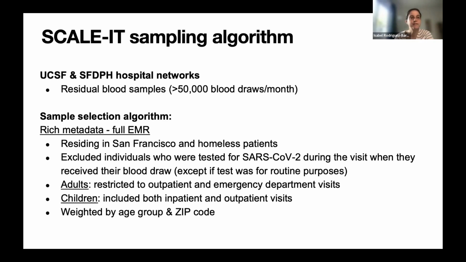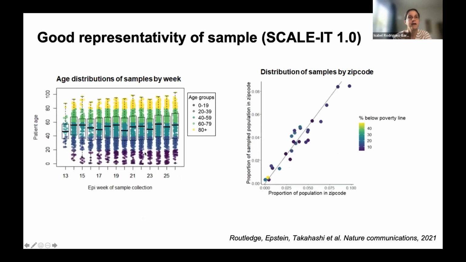In adults, we restricted to outpatient and emergency department visits. In children, we couldn't restrict to outpatient visits because children are bled more infrequently. So we had to include both inpatients, which is a limitation, and we weighted the samples by age group and zip code. And these two figures just give a sense of the representativeness.